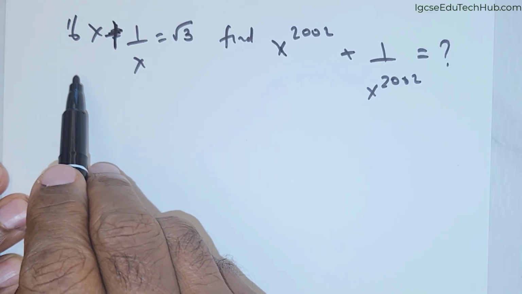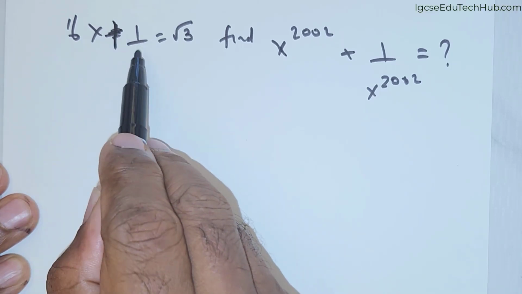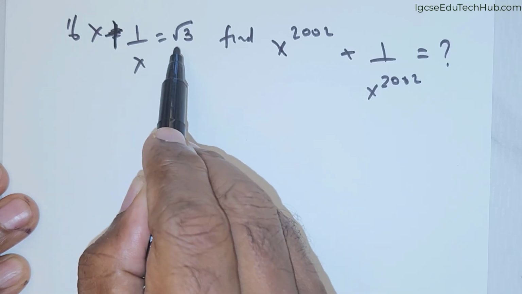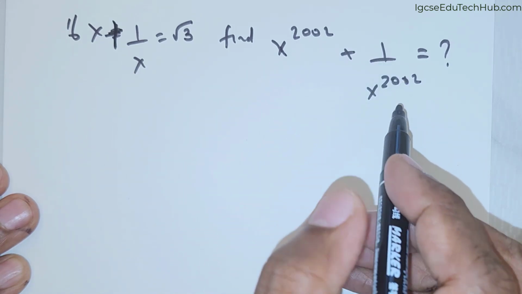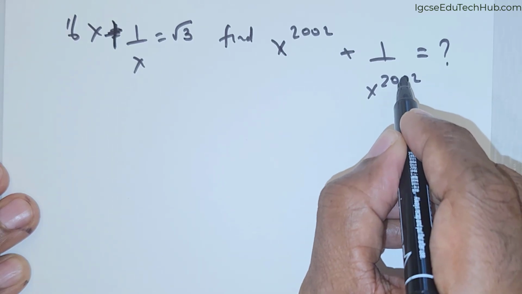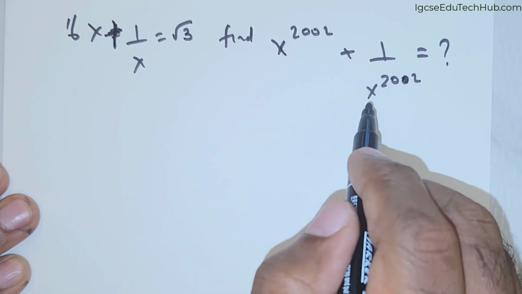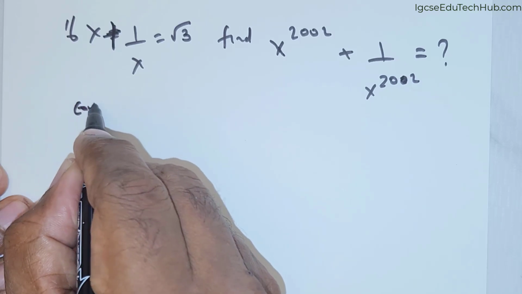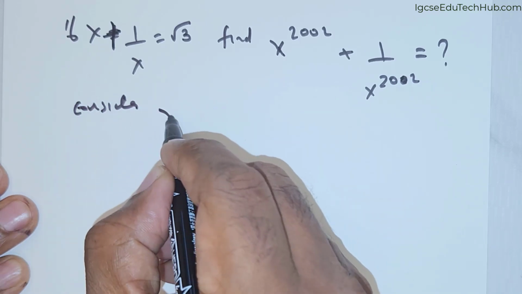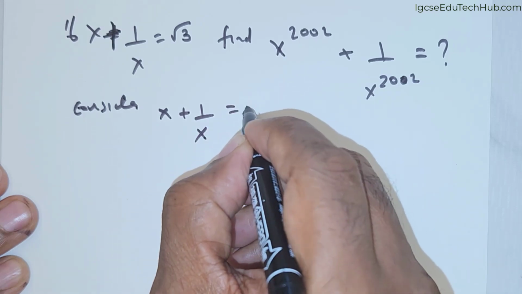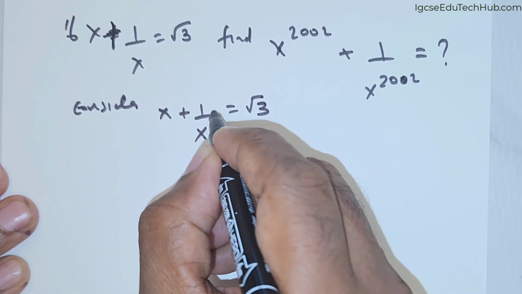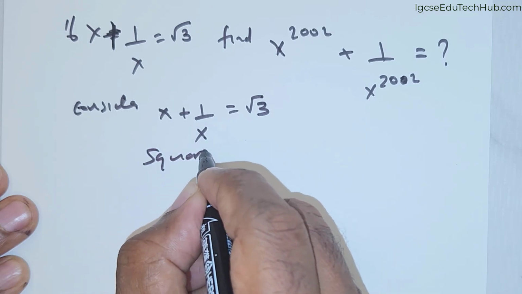Good day everybody, we have this question: x + 1/x is equal to root 3. Find x raised to the power of 2002 + 1/x raised to the power of 2002. So we need to get this value. So foremost, I will consider x + 1/x to be equal to root of 3. Next I will square both sides.